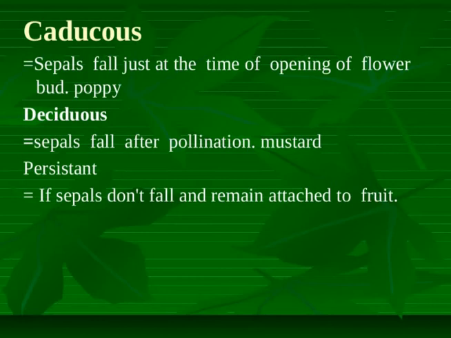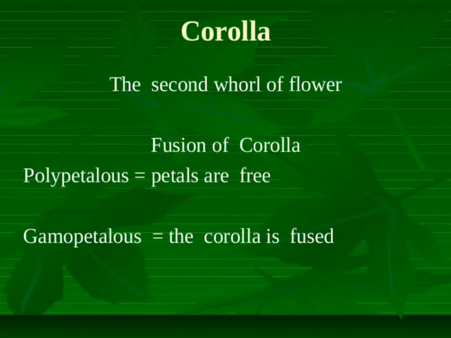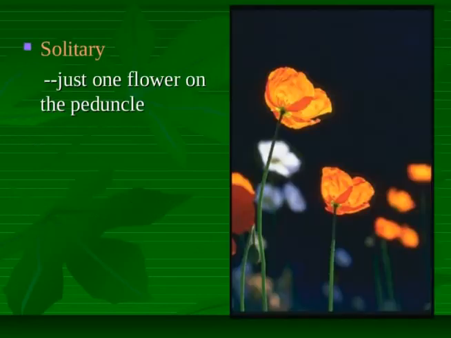And as I told you in the last class, what is caducous? Sepals fall away at the time of opening of the flower. Deciduous means sepals fall only after pollination, and persistent calyx means they will be retained till the end, for example tomato, brinjal, etc. Now we know what is polypetalous: petals are free. Gamopetalous means petals are fused. And when flowers are produced in a plant singly and not as a group, that is called solitary flowers.